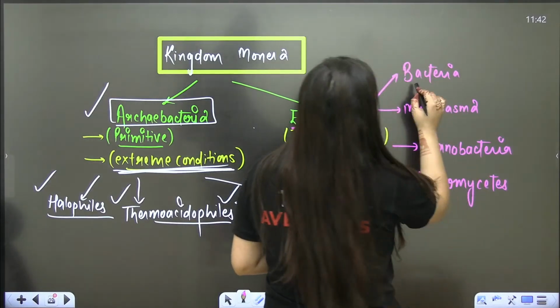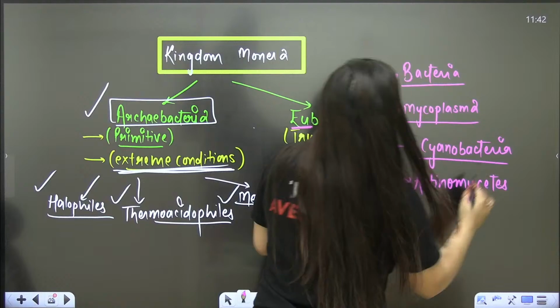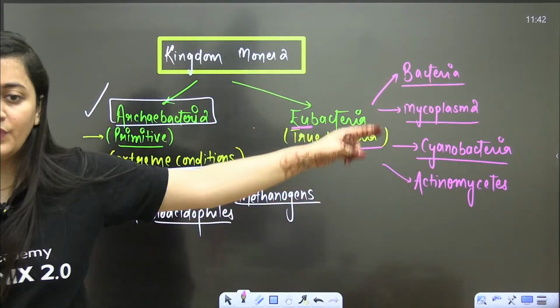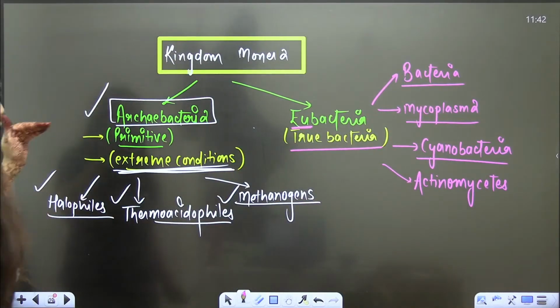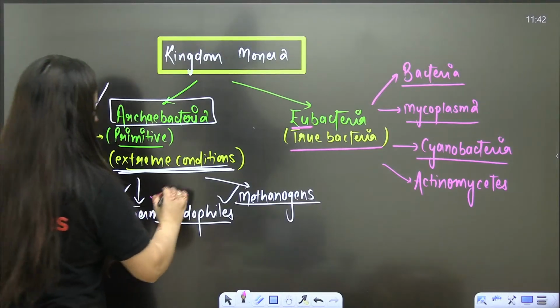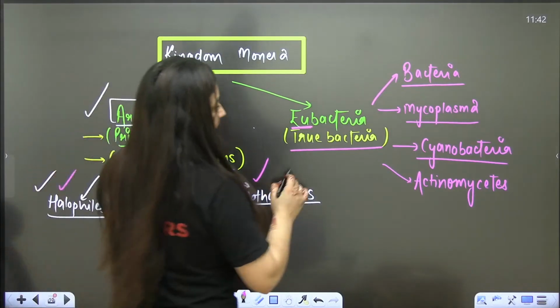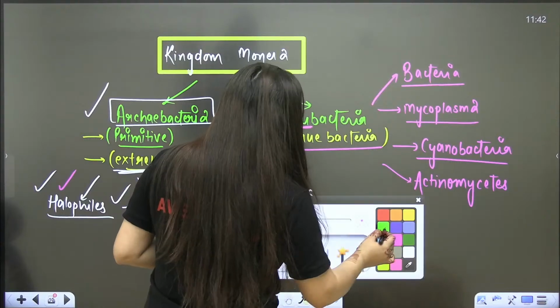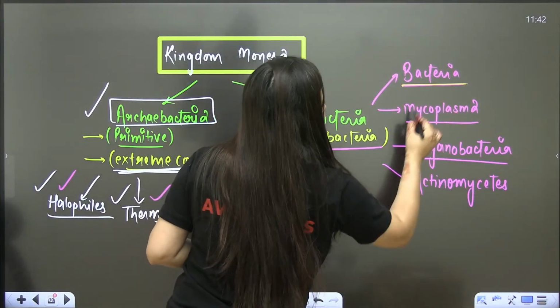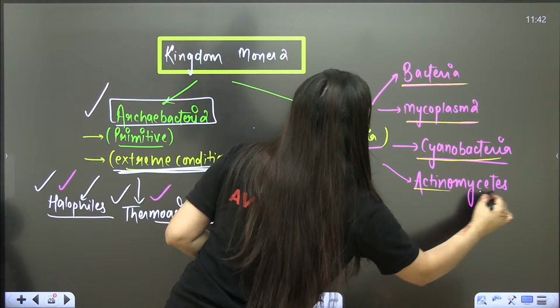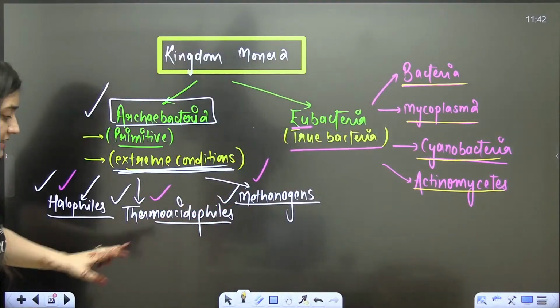So in NCERT, as per your syllabus, we have to focus on these 3 mainly. When it is Archaebacteria: halophile, thermoacidophile, methanogens. And when it is eubacteria: bacteria, mycoplasma, cyanobacteria, actinomycetes. Is that clear?